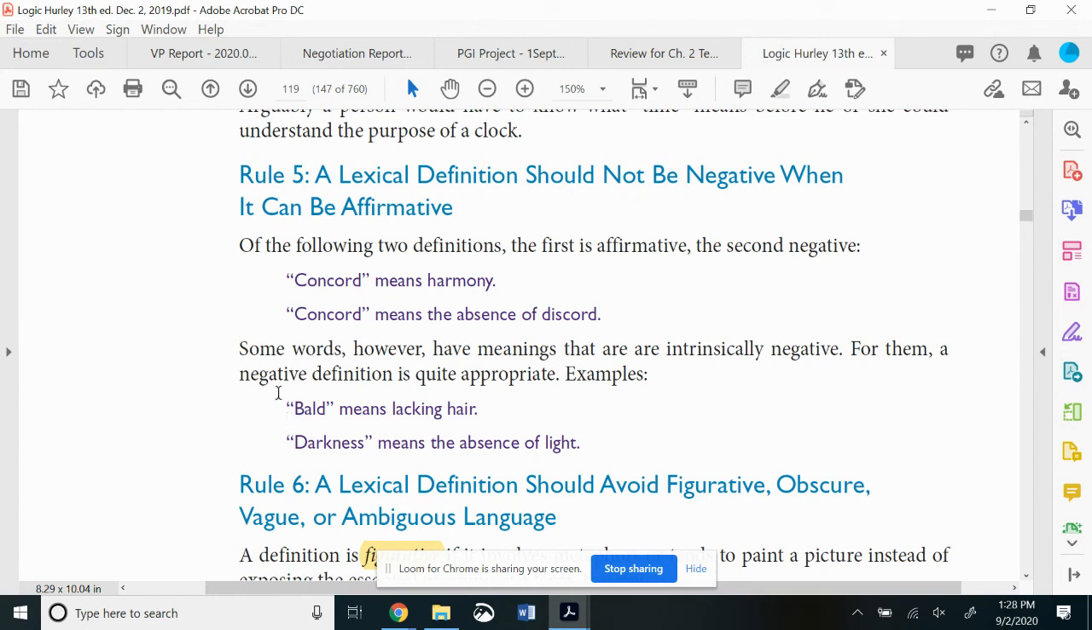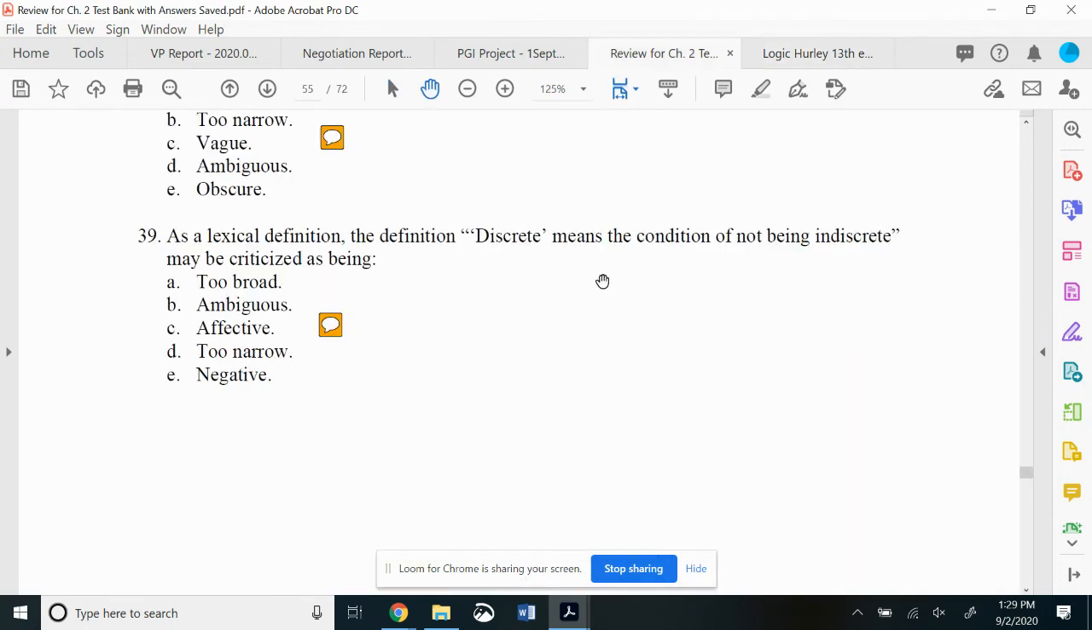And rule 5 does give you a way out. It says, look, there are some things that are inherently negative. There's no other way to describe baldness except for not having or lacking hair. And that kind of sucks if you're bald. But there's no other positive way to describe baldness. You're lacking hair. So in that sense, you're not violating anything lexically. Okay, so he gives you an exception. Or darkness means the absence of light. How are you going to describe darkness unless you say there's no light? So these 2 do not violate the lexical rules. These 2 do.